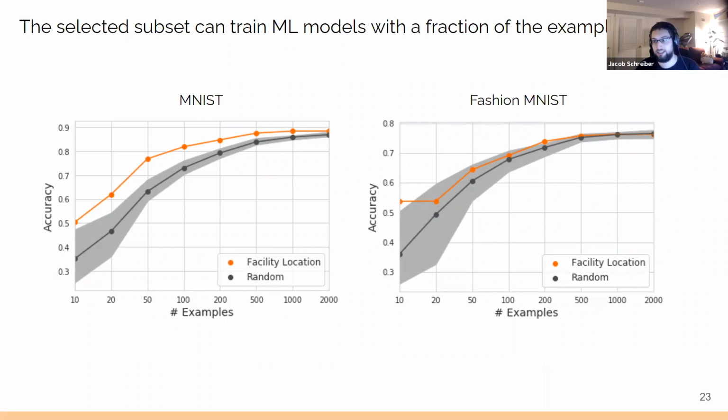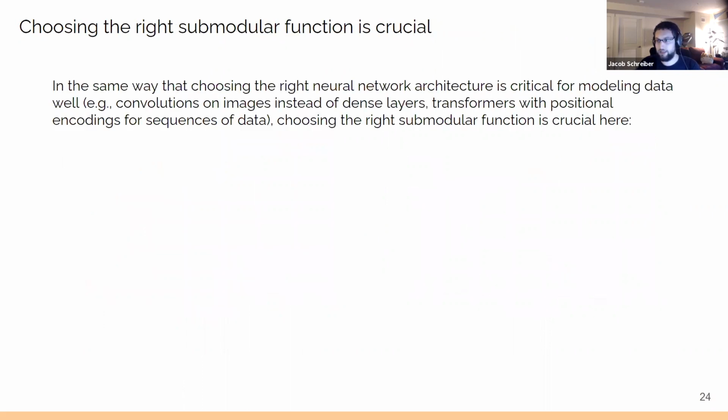On Fashion MNIST, it seems like we are consistently outperforming the median performance of using random selection, but we're not seeing results as good as on the normal MNIST dataset. And so that brings me to the point that it's super important to use the right featurization and the right submodular function with the type of data that you're using. In the same way that you wouldn't want to just use a completely dense network on a high resolution image, you don't want to use the wrong type of submodular optimization on data. There's no function that works on all types of data.